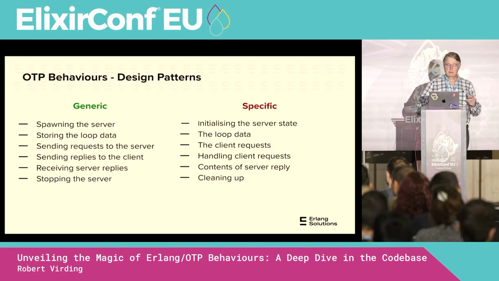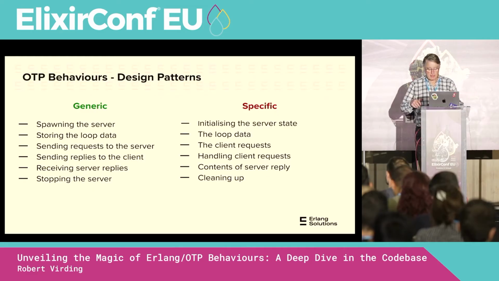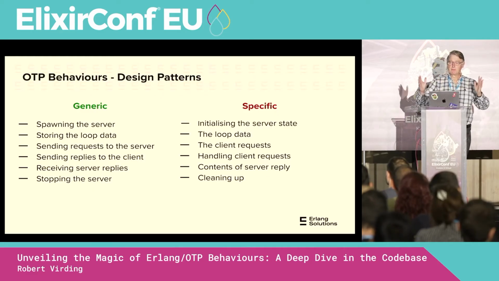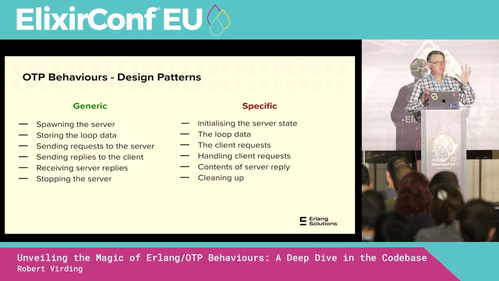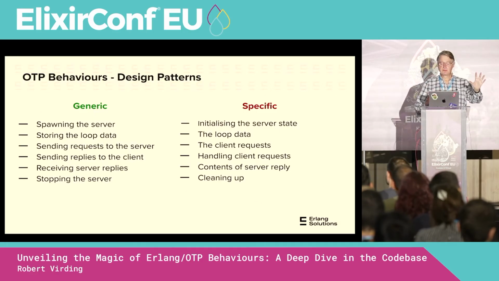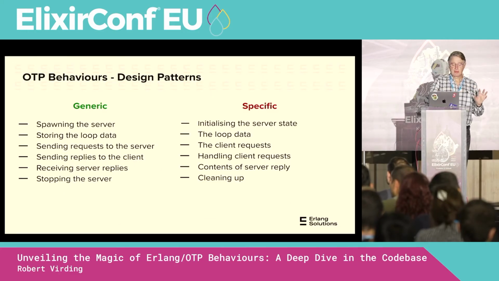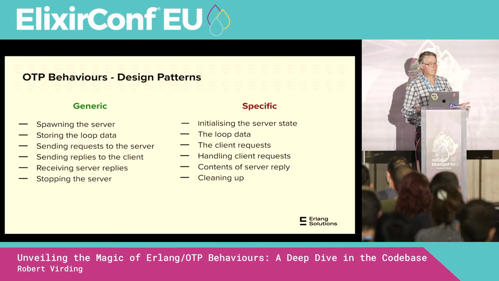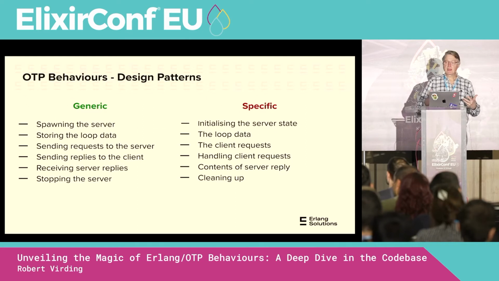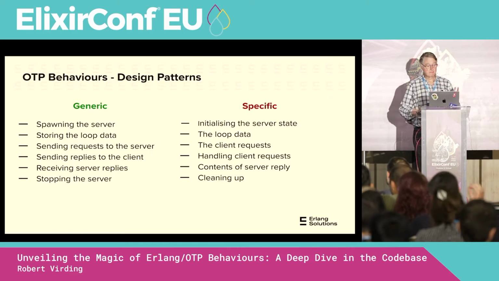So what OTP design patterns are, there's a split. We try and split things up into a generic part, which all the servers do, and the specific part which your use of that server needs. Okay. So generic things are like starting the server, just starting up the process. They all do that. Keeping track of the data, the state. Here we're on the generic side, we don't know what the state is, but we're keeping track of it and passing it around. We saw that in the loop.